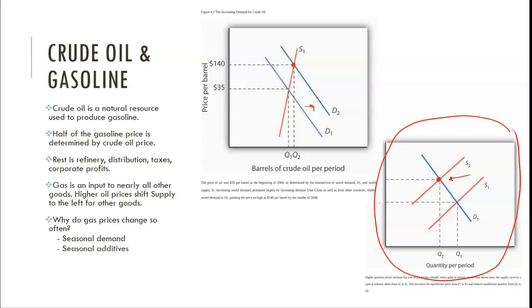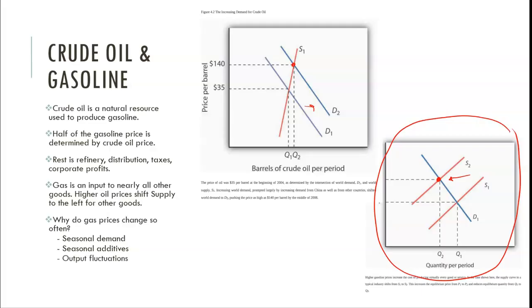In certain places like California, there's seasonal additives. So during the summer months, California requires a different gasoline blend than in the winter months. This is one way that they're trying to combat pollution in California. And so gas prices in California increase during the summer months.